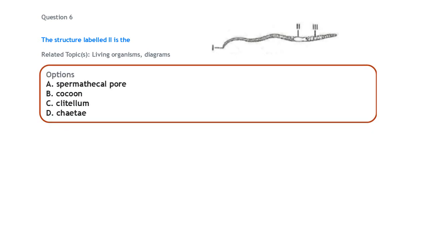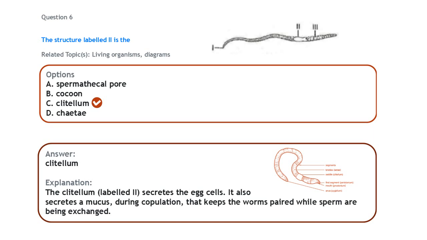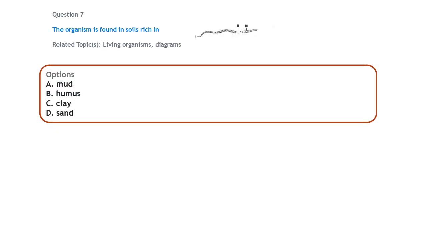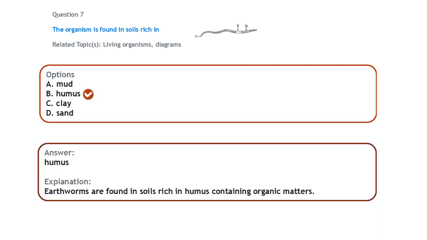Next, here we have a diagram of a worm. The structure labeled I is called the clitellum. It secretes eggs. Next, using the same diagram as in the previous question, the organism is found in soil rich in what? This worm here is the earthworm. It is found in soil that is rich in humus or organic matter, that is soil that has compost that contains dead and decaying organisms mixed with the soil and the water.